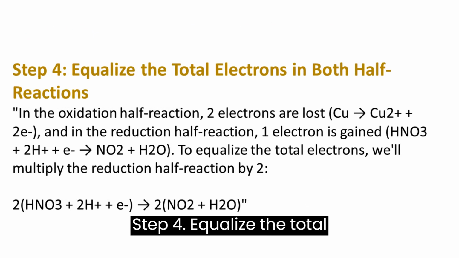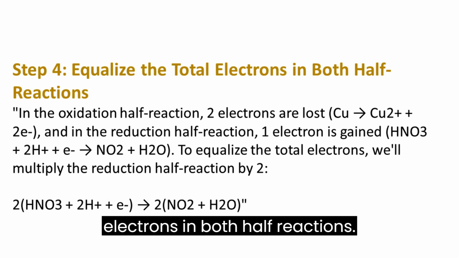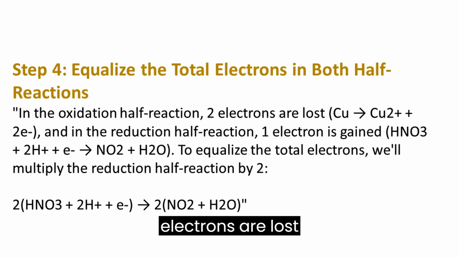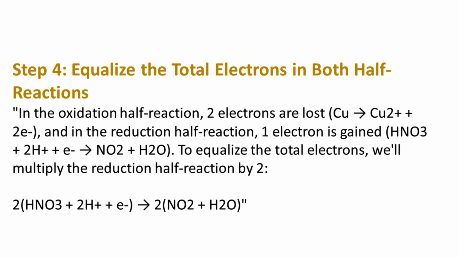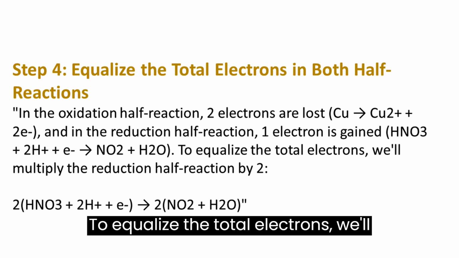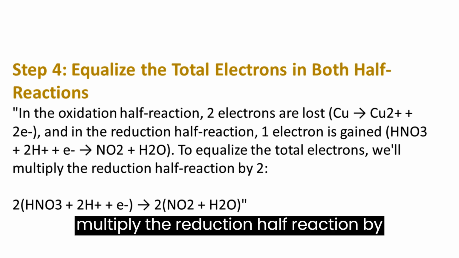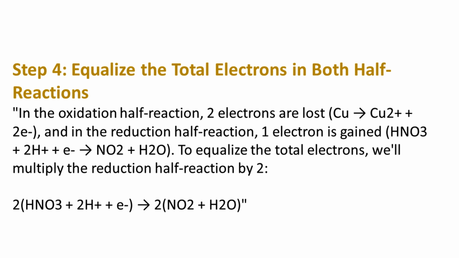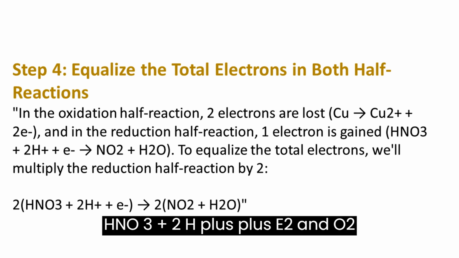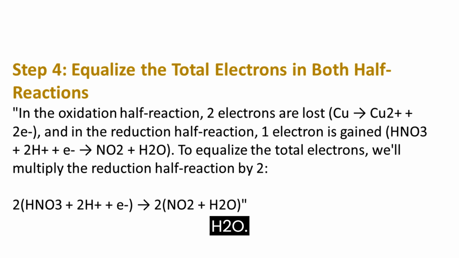Step 4. Equalize the total electrons in both half reactions. In the oxidation half reaction, 2 electrons are lost: Cu → Cu2+ + 2e-. In the reduction half reaction, 1 electron is gained: HNO3 + H+ + e- → NO2 + H2O. To equalize the total electrons, we'll multiply the reduction half reaction by 2: 2 HNO3 + 2H+ + 2e- → 2 NO2 + 2 H2O.